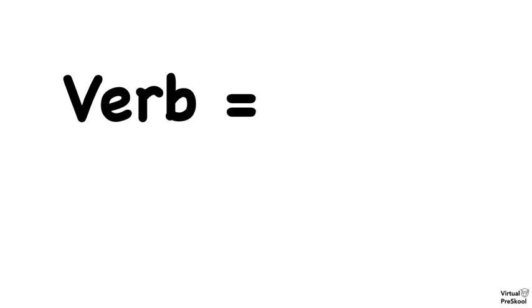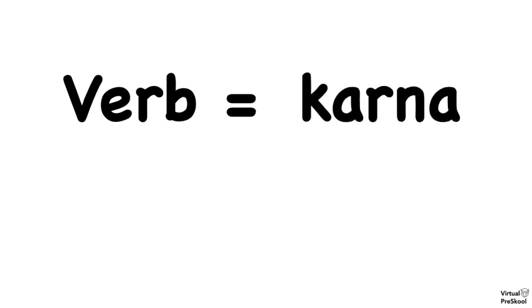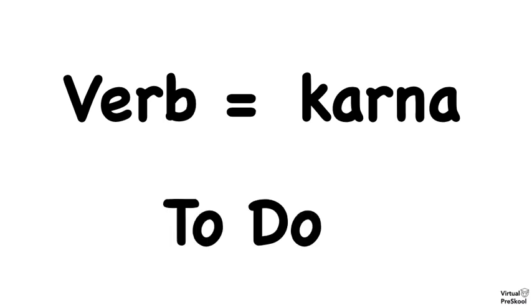First, we need a verb. And in this case, our verb is going to be karna. Karna means to do. So that's where the do part comes in our sentence. So now we have our verb, and now we have to conjugate it.